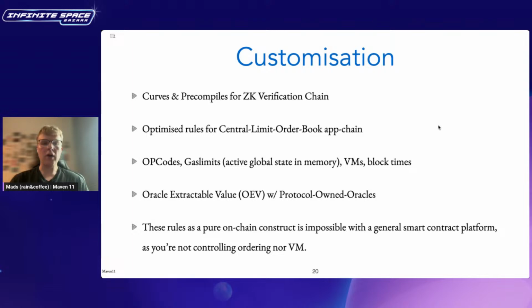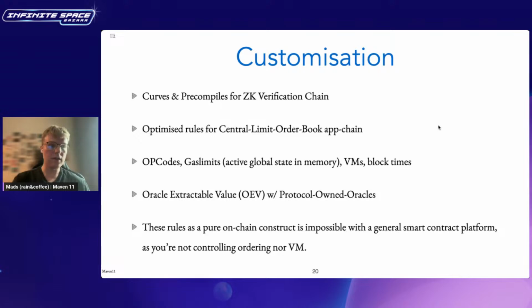Now, some of the other powerful aspects that come with building an application on modular infrastructure are things you can start to play around with, particularly at the execution environment level. These could be things like curves and precompile support for something like a ZK verification chain. We've seen quite a few of these come out lately, just because of how inefficient it is to verify ZK proofs on a lot of different blockchains, and they might not have specific curve support or specific security guarantees either.